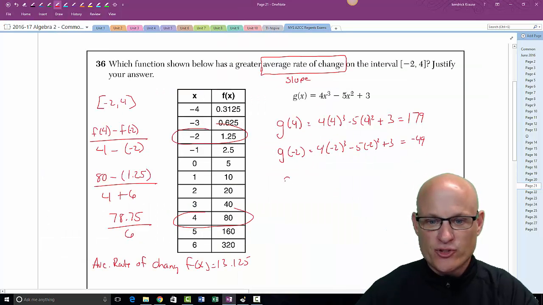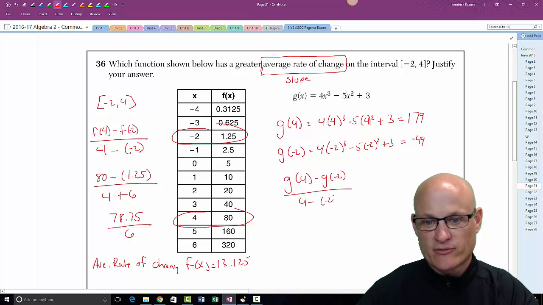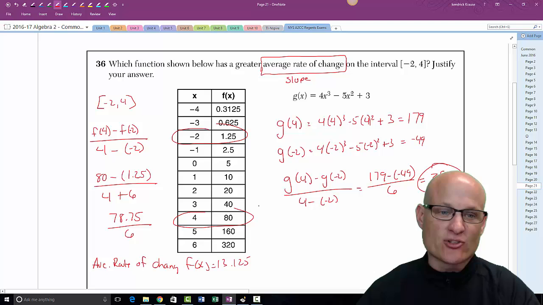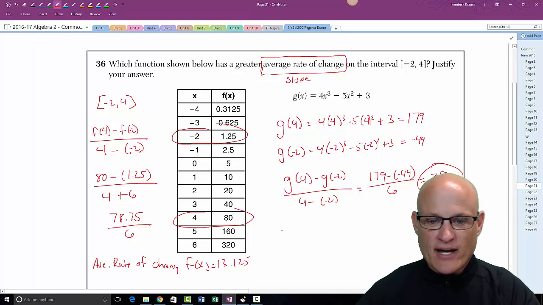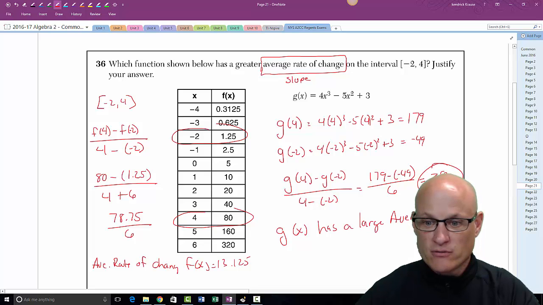So here we're going to do g of 4 minus g of -2 all over 4 minus -2. So that's 179 minus -49 all over 6. And I'm just going to tell you, if you put that in your calculator, you get 38. So you have to answer your question. G of x has a larger average rate of change.